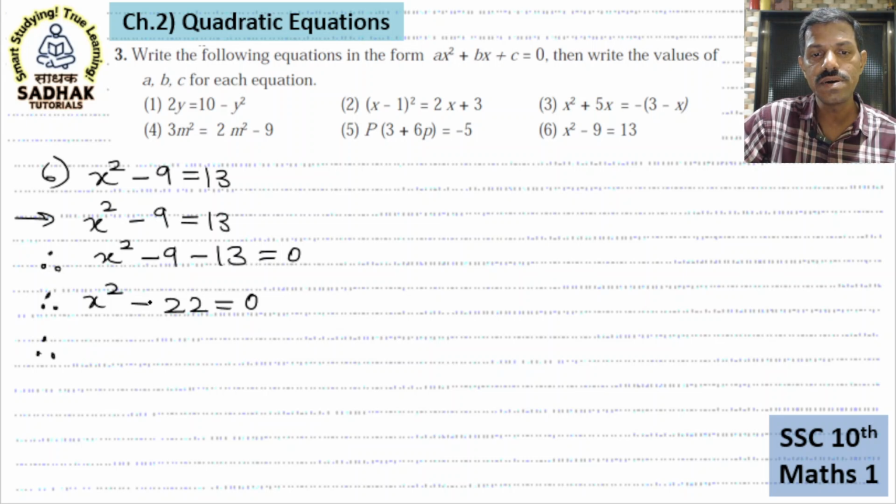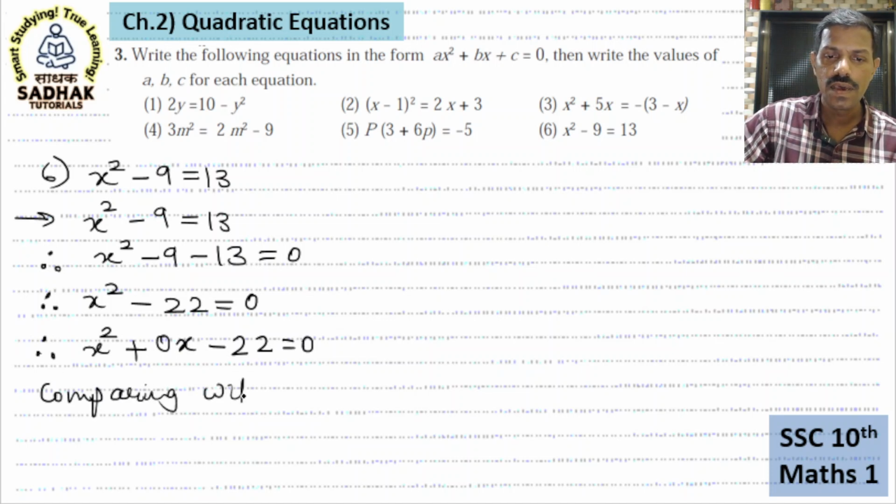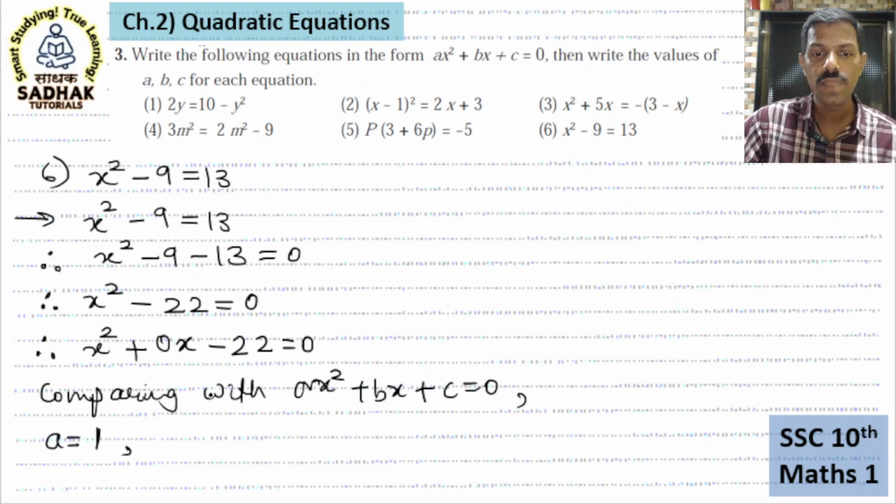So we have to write the middle term, and to write the middle term we have to write 0x. Okay, so x square plus 0x. Whenever it is not there we can put 0 like this. -22 is equal to 0, and when we compare it with our standard form, comparing with ax square plus bx plus c is equal to 0, we get the value of a is 1, because there is no coefficient there, which means there is 1. The value of b is 0 and the value of c is -22.